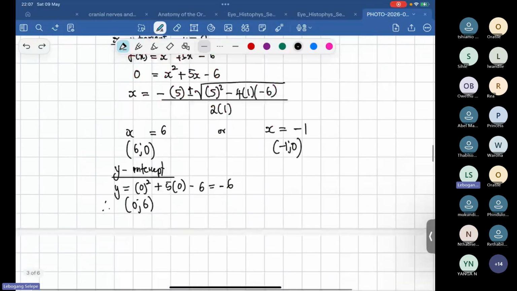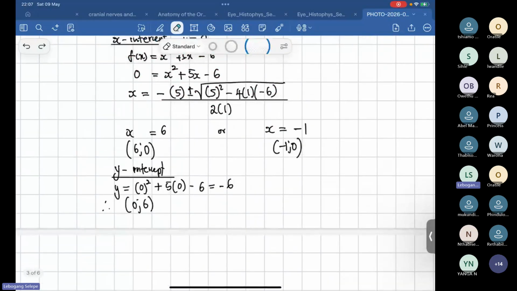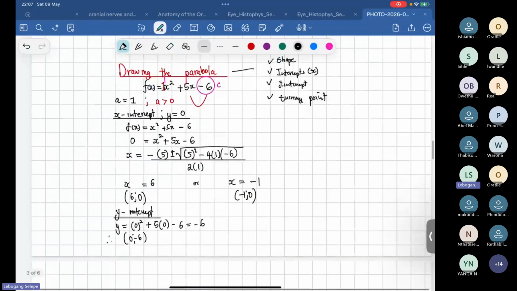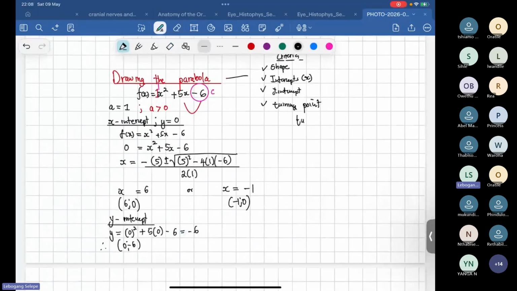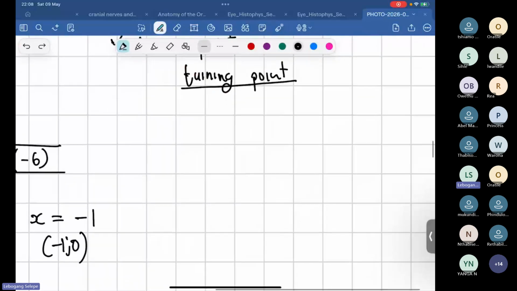Okay, let me just erase this. So this is going to be 0, negative 6, like that. Now, I need to determine the coordinates of the turning point, right? How do I do that? Do you still remember what I said? Anyone? So I said we use the equation x equals negative b over 2a to find the x coordinate of the turning point, right?